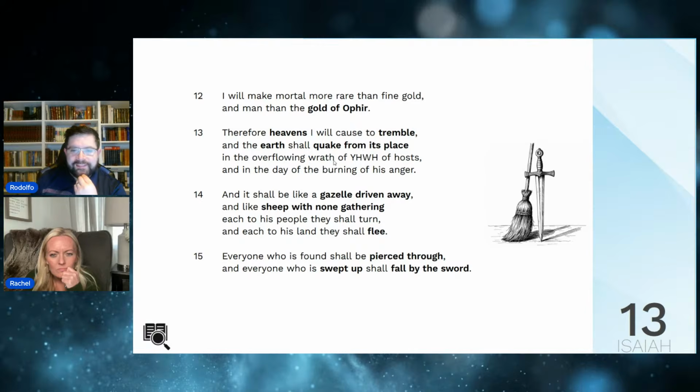So the cataclysm happens because of the wrath of the Lord of hosts and the day of the burning of his anger. The burning of his anger is the same word for nostrils. When somebody is very agitated, there is fast breathing, and so nostrils flare, and it's like anger. So the Lord is going to sweep the wicked with the breath of his nostrils.